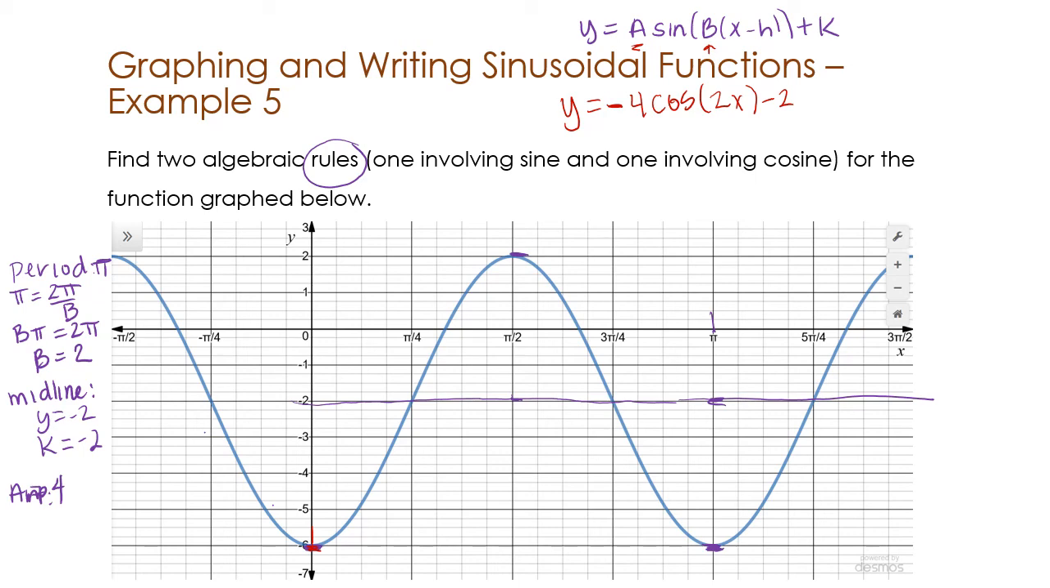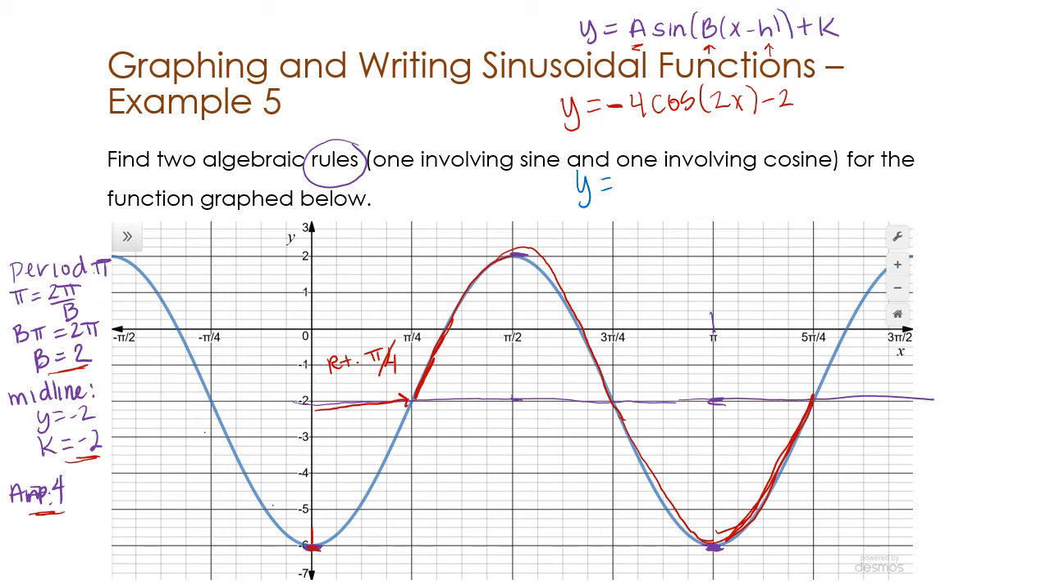Now if I were writing this as a sine function, so y equals, I'm going to do this in red, this part. Here's the sine function I'm going to model. This function is going to have all of these same amplitude, k, and b values, except it's going to be shifted to the right pi over 4, which means that this h value is going to end up being x plus pi over 4.